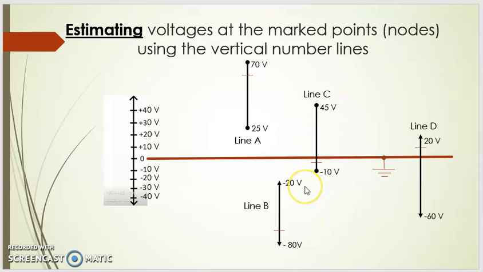If we go to line C, our points are minus 10 volts on one side and 45 volts on the other. 45 volts is greater than minus 10. This point here we can see is less than 0, so we can say about minus 5. Finally, for line D, 20 is greater than minus 60 volts. This point is above 0, so we can estimate that to be about 10 volts.